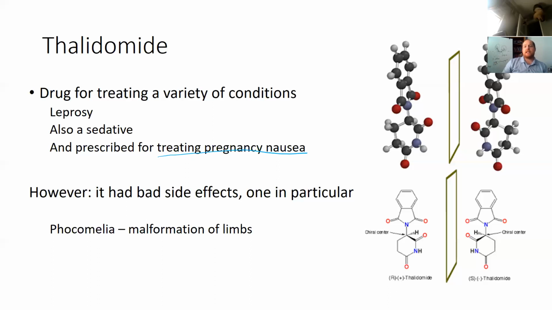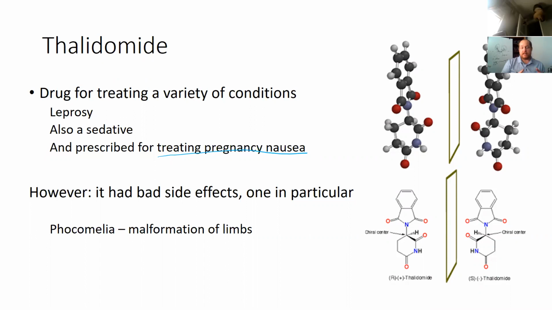And so it was linked to people who had this drug. And it turns out that one version of this drug causes these defects, and the other version doesn't. One of the issues is that the drug, as it was prescribed, had a mixture of both of these chiral isomers. One of the chiral isomers caused the malformation of limbs, the other one didn't.